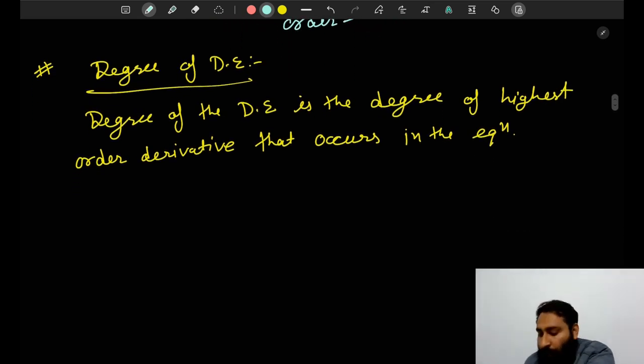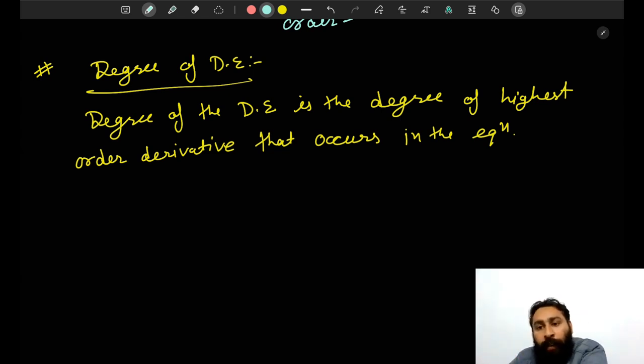Now we see degree of differential equation. Degree of differential equation is the degree of the highest order derivative present in the differential equation. The highest degree of highest order derivative.